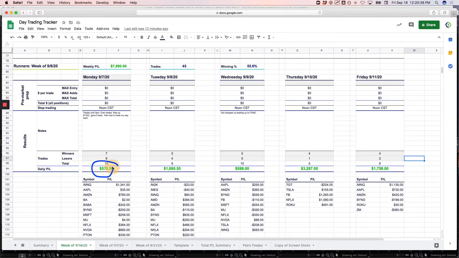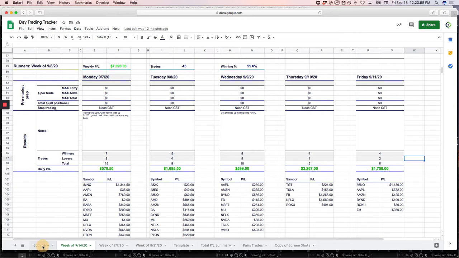Monday booked $570, almost $1,700 on Tuesday, almost $600 on Wednesday, over $3,200 yesterday, and then over $1,700 today. So total profits for the week on the runners, over $7,800, 45 trades.